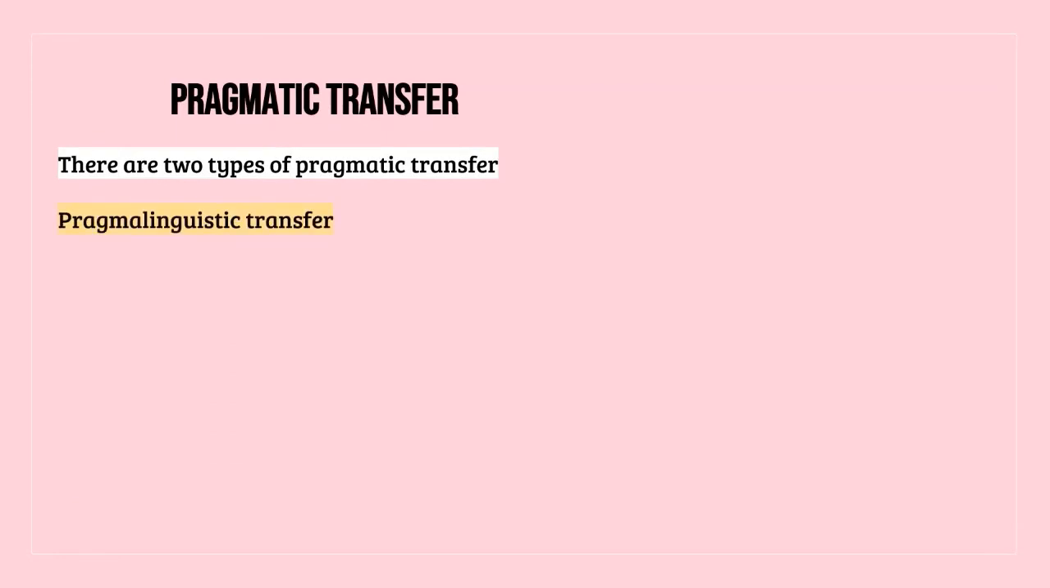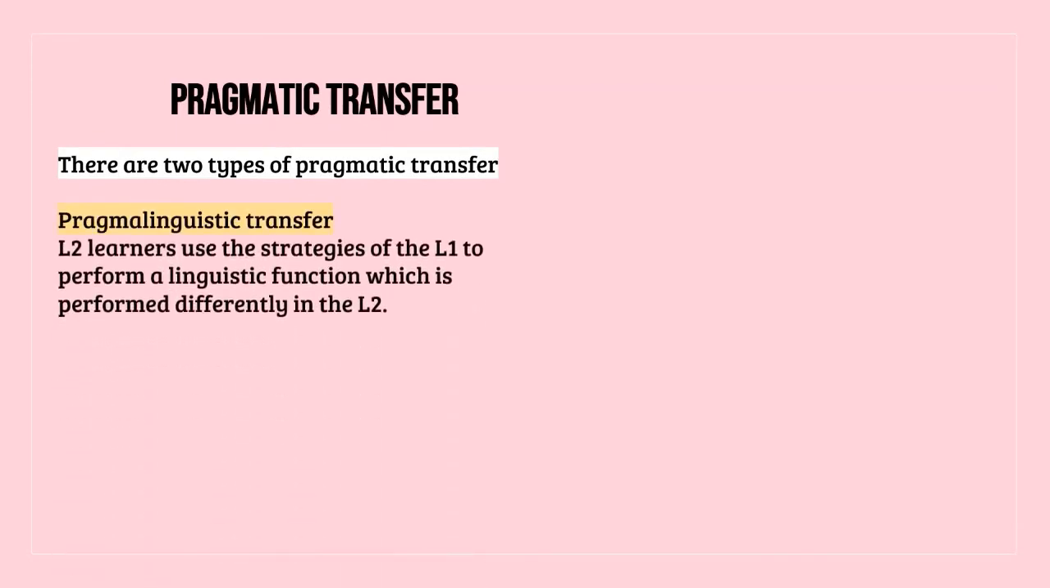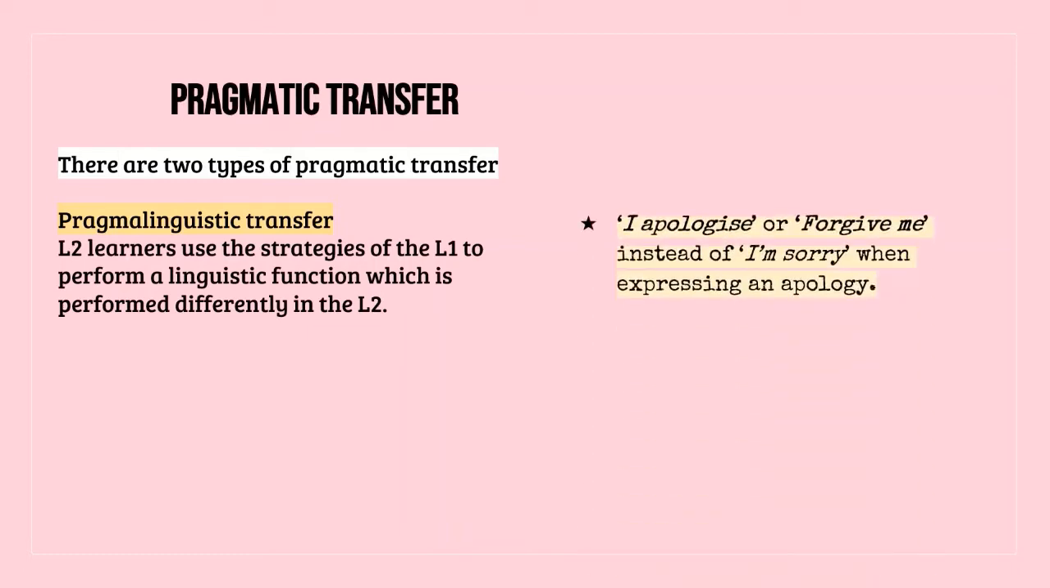In the following concept, we have two types of pragmatic transfer. The first is called pragmalinguistic transfer. It is the influence of learners' pragmatic knowledge and culture of their first language. For example, when we say I apologize or forgive me instead of I'm sorry. Often this is seen as an issue of register because English is a very informal language.